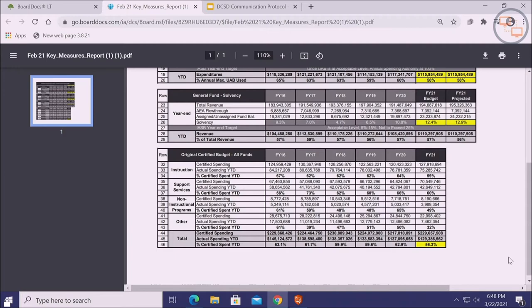And finally, for our certified budget on all funds, the very last number on the bottom right, this is all funds combined. We're sitting at 56% of our budget spent. Again, the trend is much better, going in the right direction. We were in the low 60s and now we're in the mid 50s. So that's a good sign.